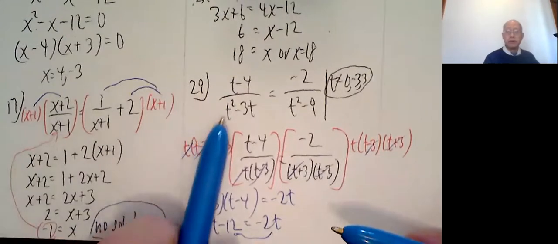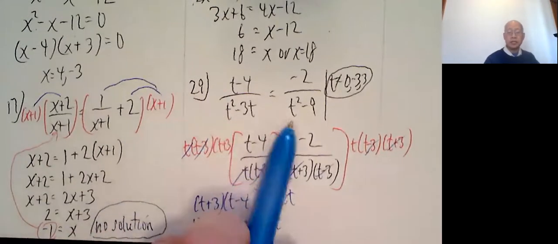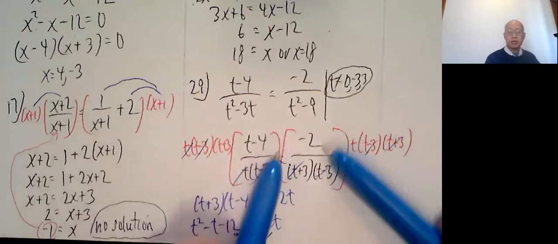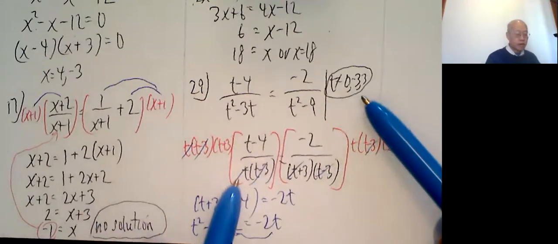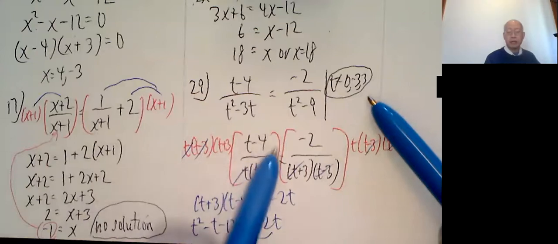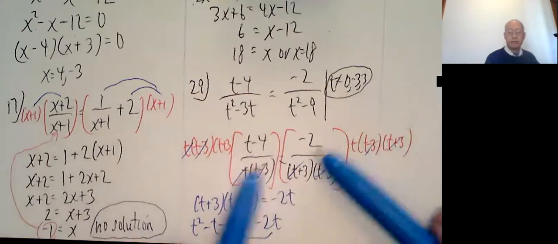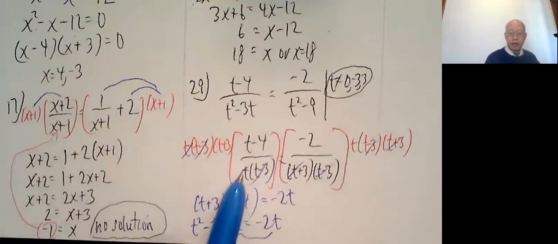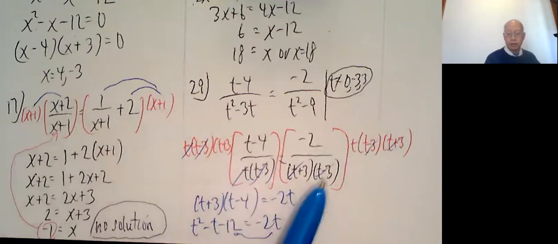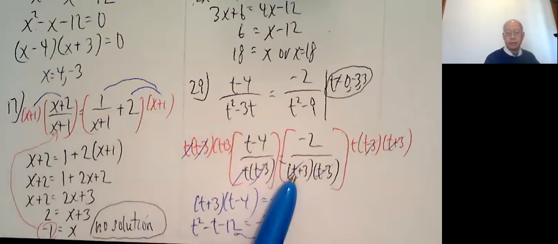29. So factor, that's t times t minus 3. This is t plus 3, t minus 3. So my forbidden values are 0, negative 3, and positive 3. Because if I plug in 0, negative 3, or positive 3, some denominator will be 0. Right? 0 is not allowed because of that. 3 is not allowed because of that, and also that. And negative 3 is not allowed because of that.